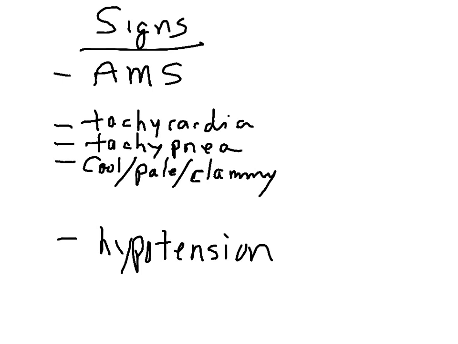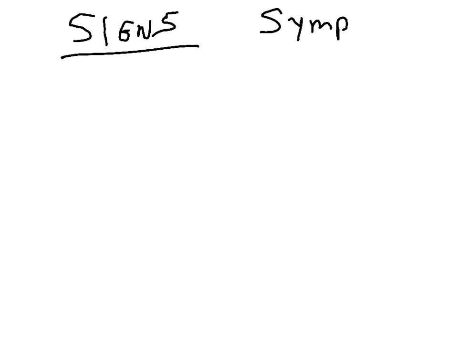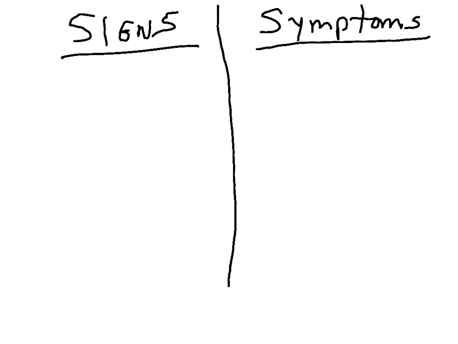So there's the signs, okay? All right, so we had signs, and then we have symptoms. And what's the difference between those? What's the definition of signs versus symptoms? Signs are something you can visualize or find, and symptoms are something that they're describing. Right, so signs are things that you see and feel. Symptoms are things that they feel, they tell you about, okay?